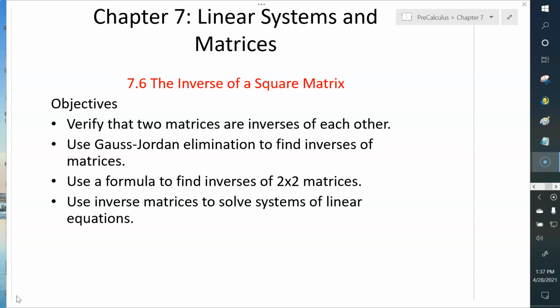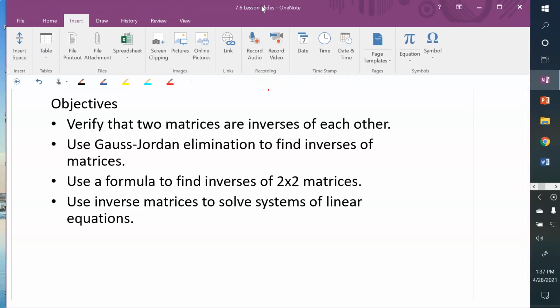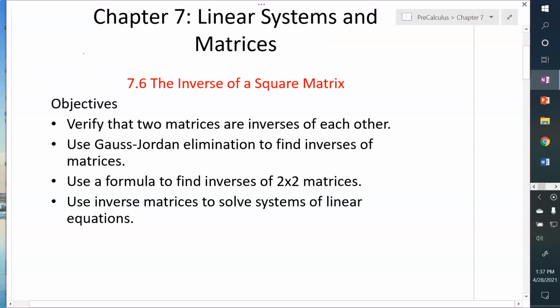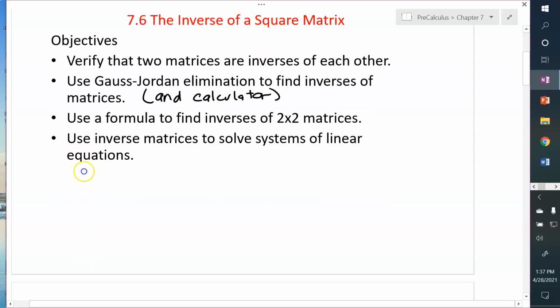Our objectives today are to verify that two matrices are inverses of each other and to use Gauss-Jordan elimination to find inverses of matrices. We're also going to use a calculator. There's a formula that we can use to easily find the inverses of 2 by 2 matrices, so we'll do that. And then we're going to use the inverse to solve a system of linear equations.